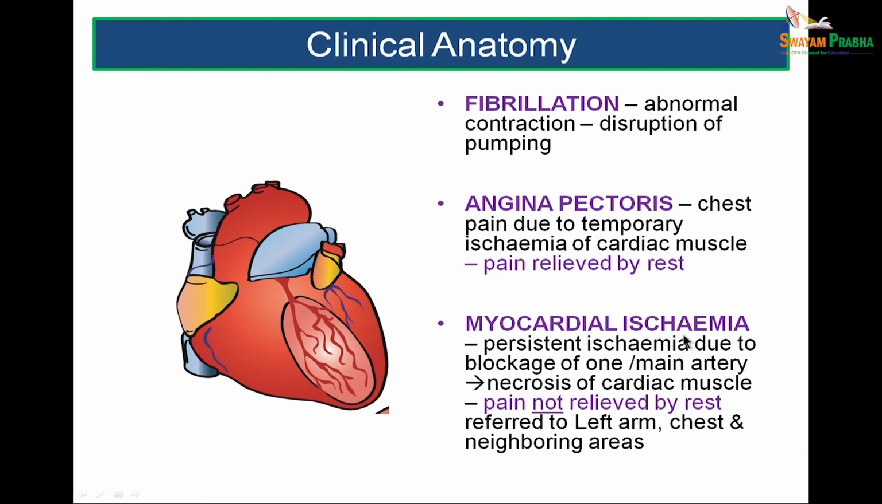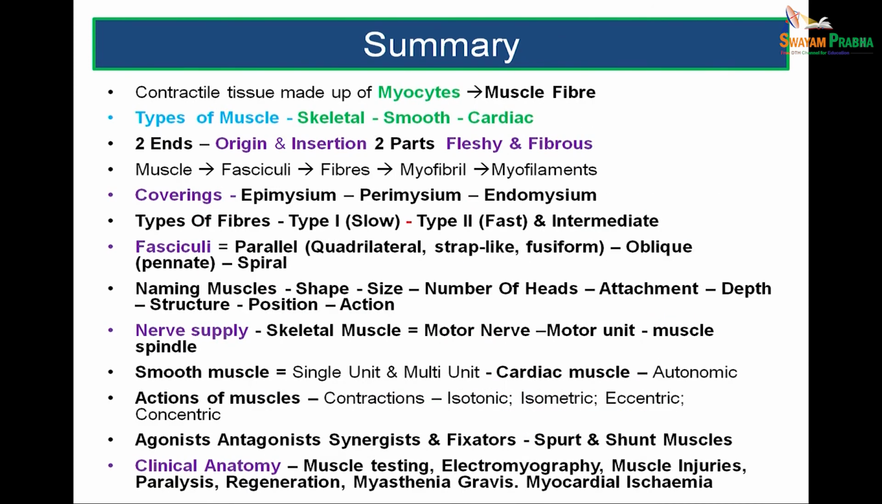Myocardial ischemia is persistent ischemia due to blockage of most probably a main artery, and pain is not relieved by rest because there is necrosis of the cardiac muscle fibers. This leads to pain along the left arm, chest and the neighboring areas.